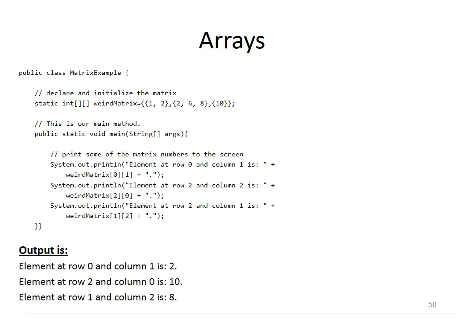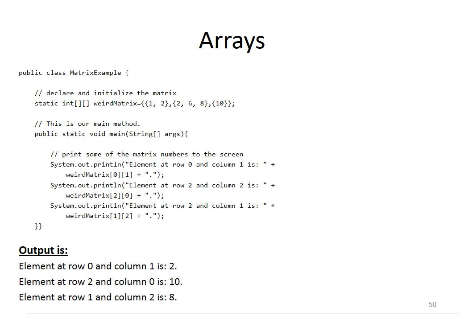We can also create arrays of unequal sized arrays or jagged arrays. This is illustrated here. The weird matrix variable has 3 elements. The first element is an array with 2 numbers. The second element is an array with 3 numbers, and the third element is an array with only 1 number. Again, the elements can be accessed accordingly.